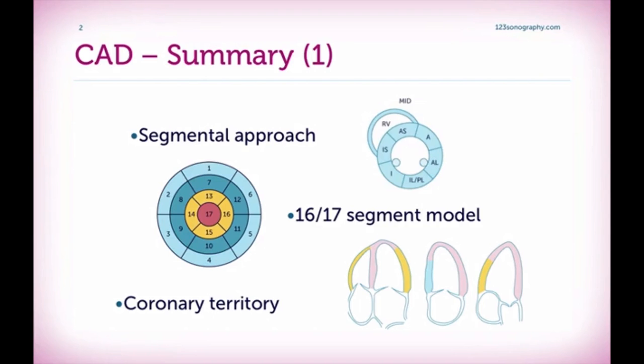To summarize this chapter on coronary artery disease, we're using a segmental approach where we divide the ventricle into a basal, a mid, and a distal segment, and then we subdivide so that we arrive at 16 or 17 segments, depending on which model we use. The 17th segment would be the supra-apical cap.